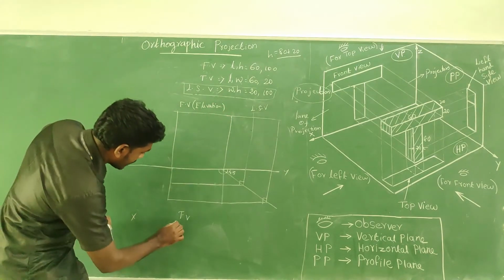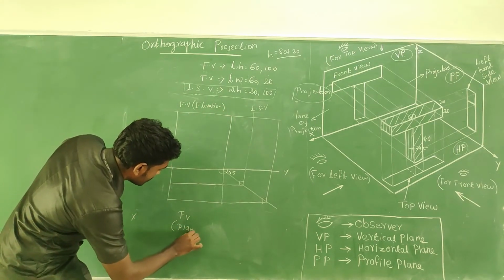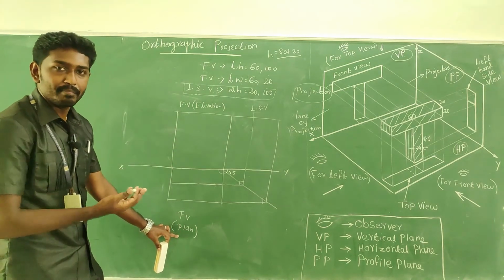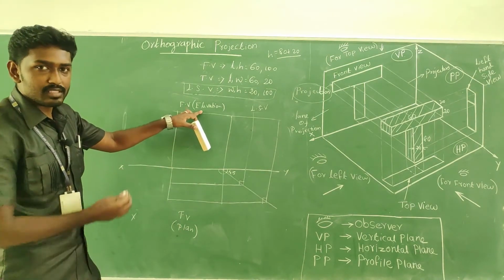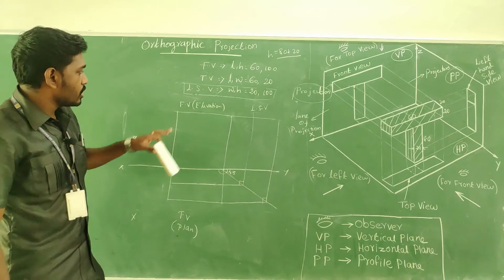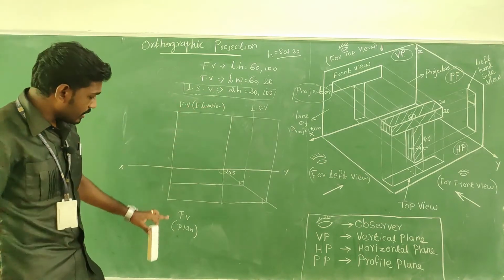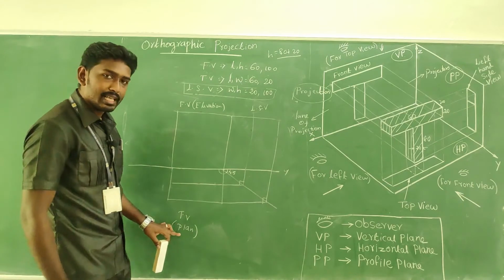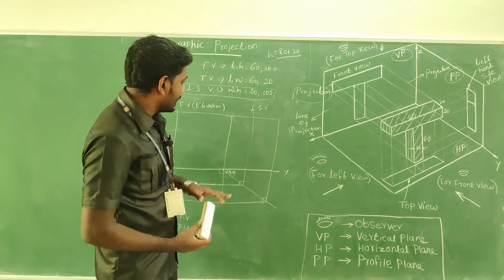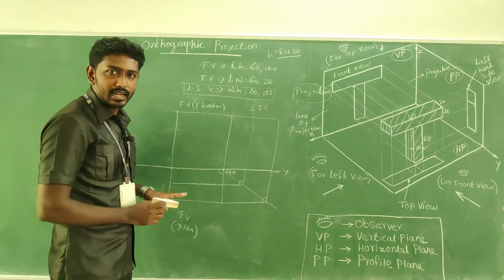And top view, otherwise we can call it a plan. Sometimes they used to draw the plan, sometimes they used to draw the elevation too, right? So front view in the sense elevation, and top view in the sense it's a plan, right? And then now the boundary work is done.